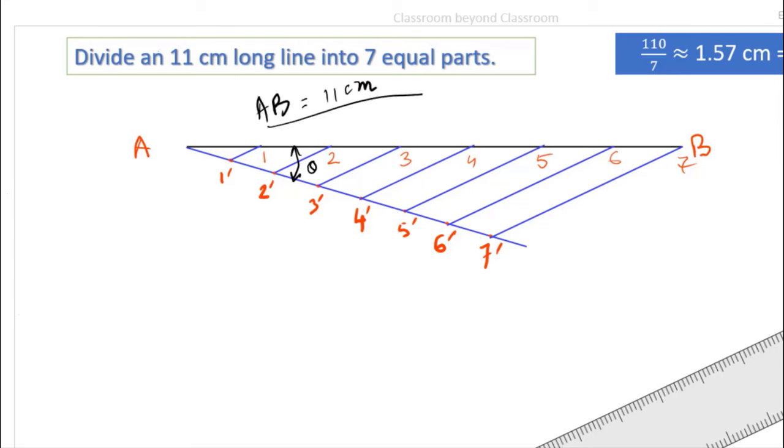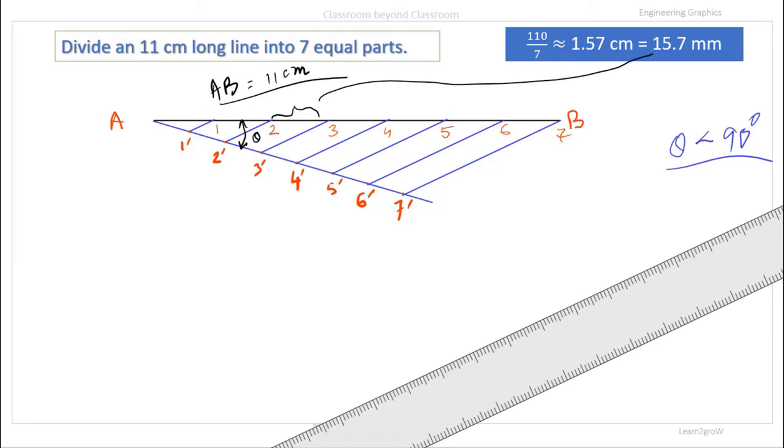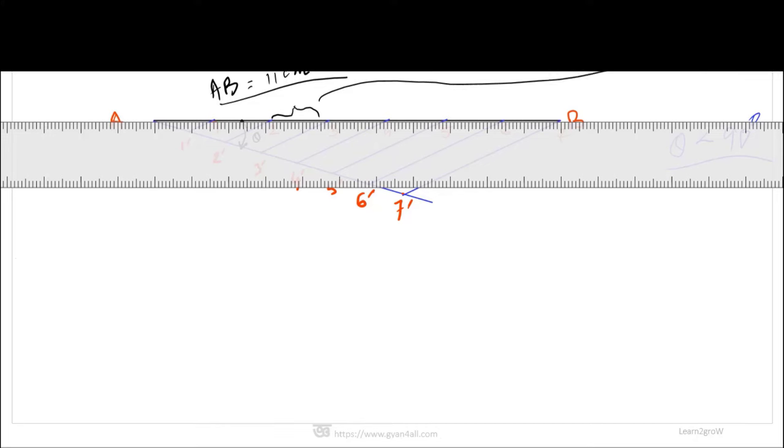AB is equal to 11 centimeters, and each division is approximately equal to 15.7 millimeters. That we can check with the help of this ruler also. You can see this length is approximately equal to 15.7.